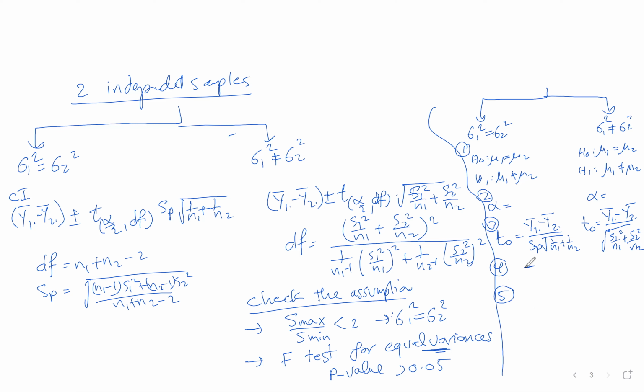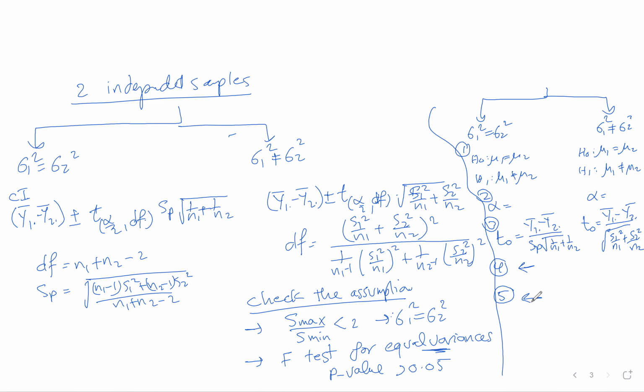So how do I get the p-value? Using the applet. I will give you a screenshot from the applet so you can find the p-value and then take your decision. They are the same. They are different in step number 3: if I assume equal variances, I will use sp, but if I assume unequal variances, I will work with s1 and s2. This is the two independent samples.